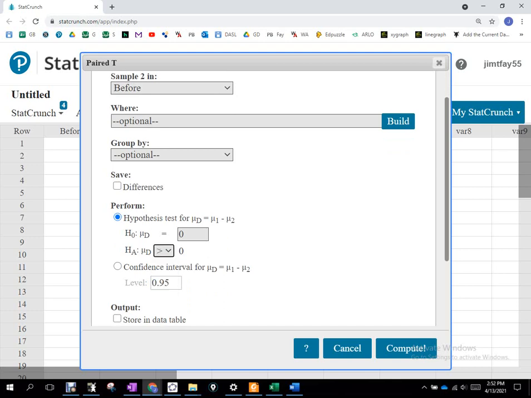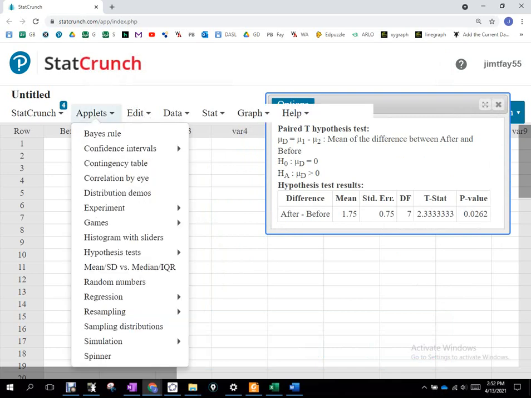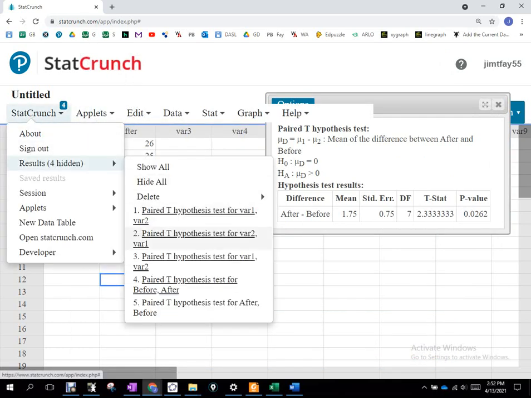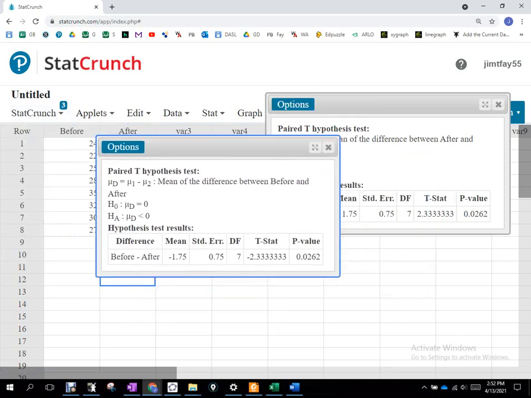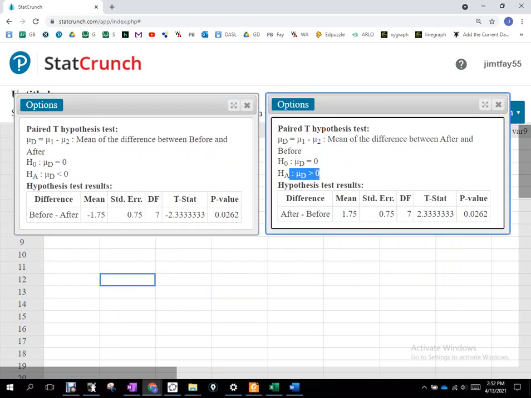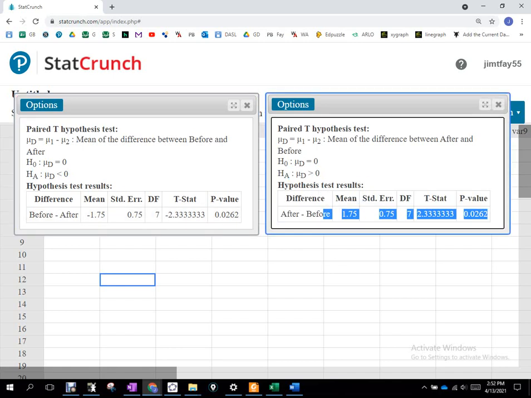Does that make sense? Okay. And if I compute, okay, this is after minus before. See if I can, I don't know if it'll let me open these at the same time. Awesome. You see here that you have a left-tailed test there. Here's the right-tailed test. Okay. Here we did before minus after. Here we did after minus before.